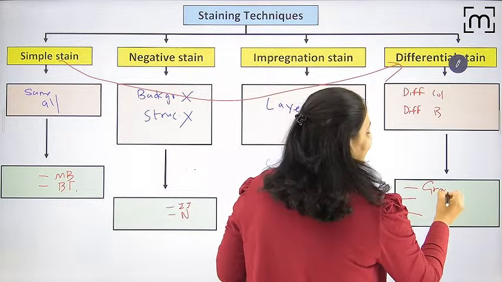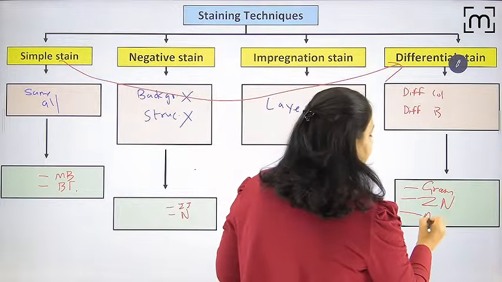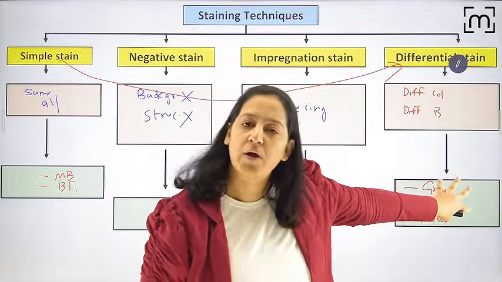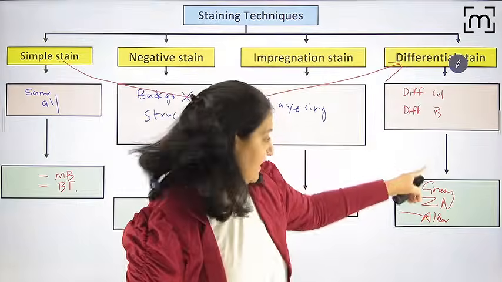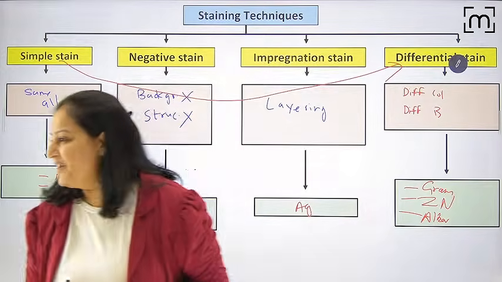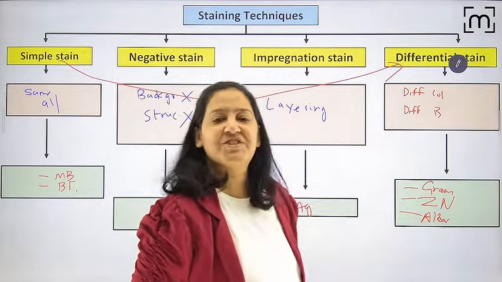Gram stain, Ziehl-Neelsen stain, and the third is Albert stain. You very frequently get questions on one of these 3, almost every year in any exam. So I will give you the detail of these 3 in much detail. Can we continue? Are you understanding? Yes. So let's start the 3 types of differential stain one by one. The first one is Gram stain.